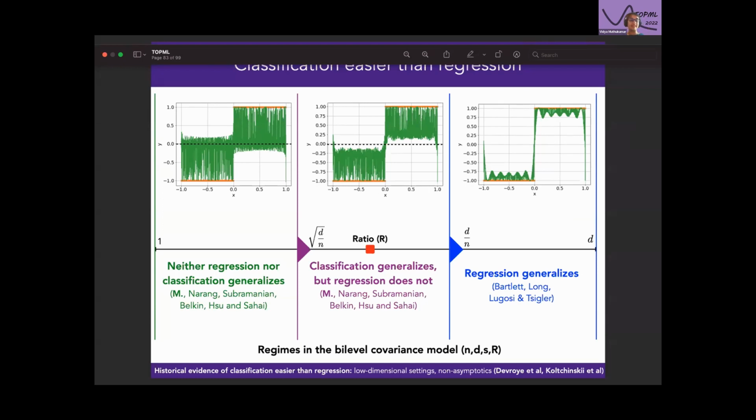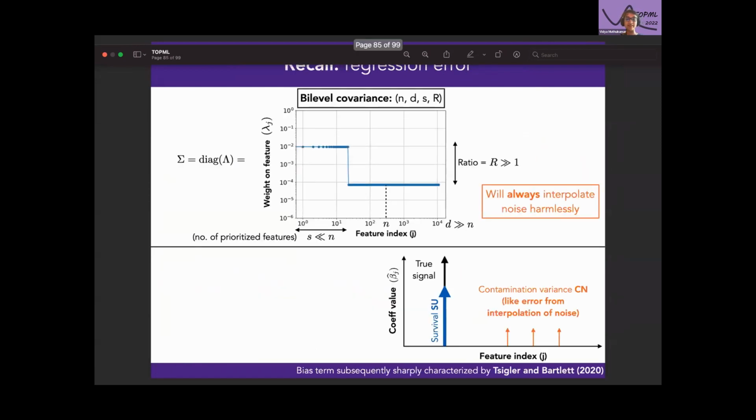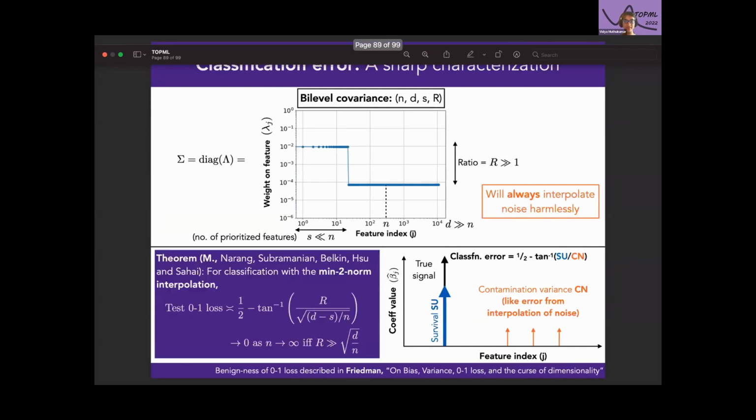I'll note here that there has been some historical evidence of classification being easier than regression, but this is typically in a more non-asymptotic sense in low-dimensional settings. So when we go to the overparameterized regime, what we were able to show is that this difference, in fact, becomes very dramatic. Given the time, I probably cannot go into the main proof techniques, so I'm going to skip some of this.